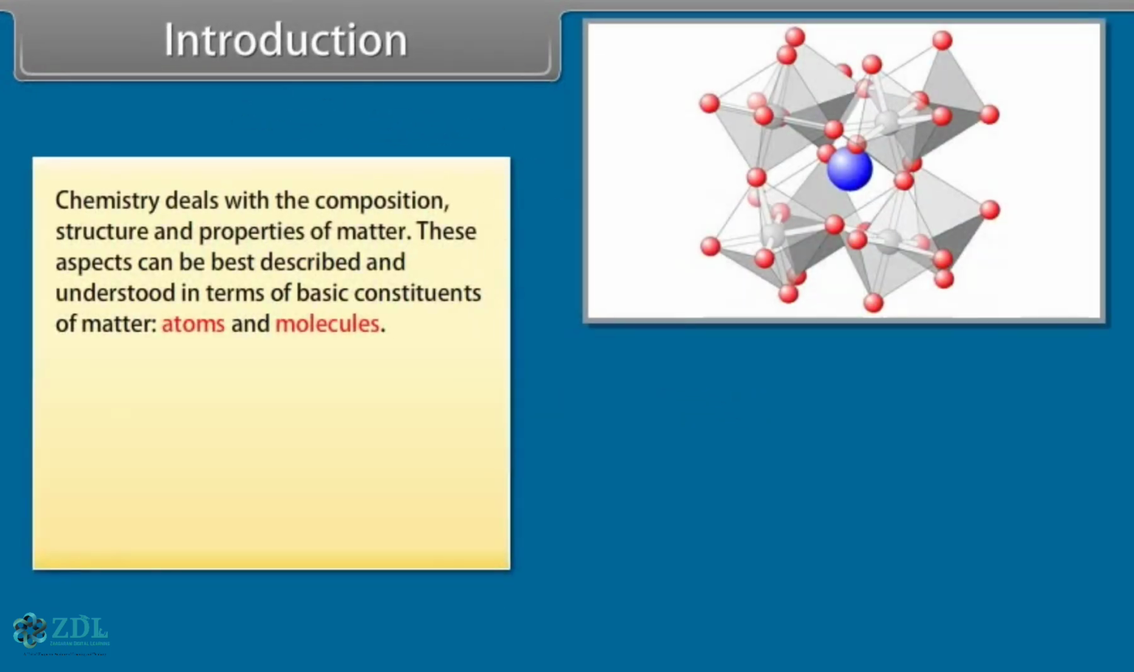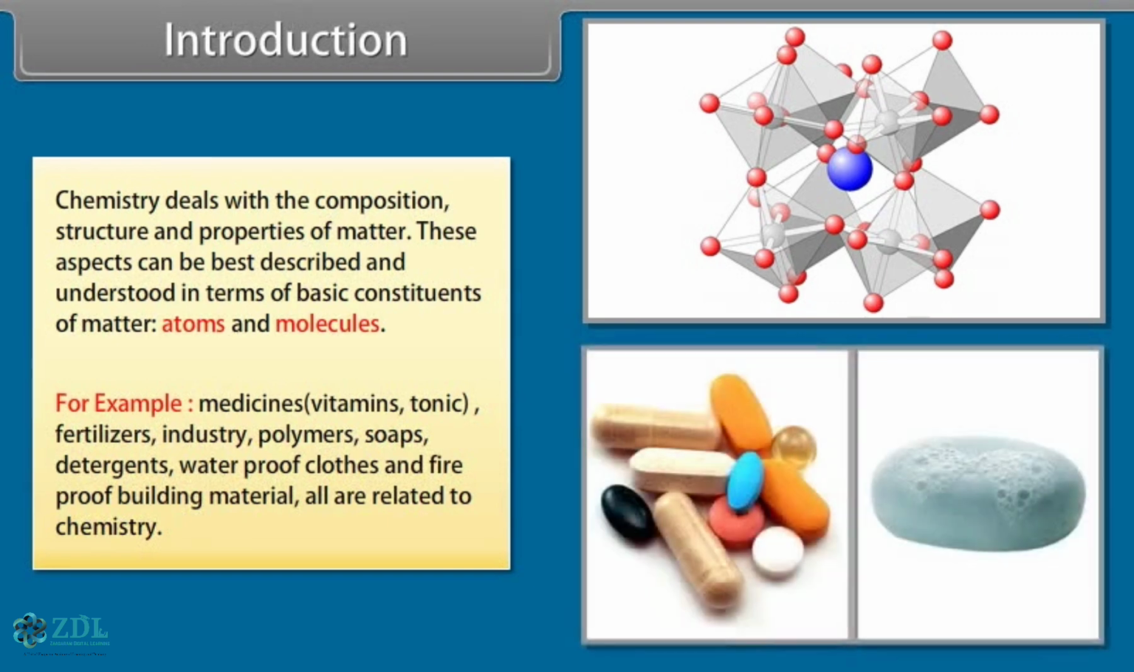Chemistry deals with the composition, structure, and properties of matter. These aspects can be best described and understood in terms of basic constituents of matter: atoms and molecules. For example, medicines, vitamins, tonics, fertilizers, polymers, soaps, detergents, waterproof clothes, and fireproof building materials are all related to chemistry.